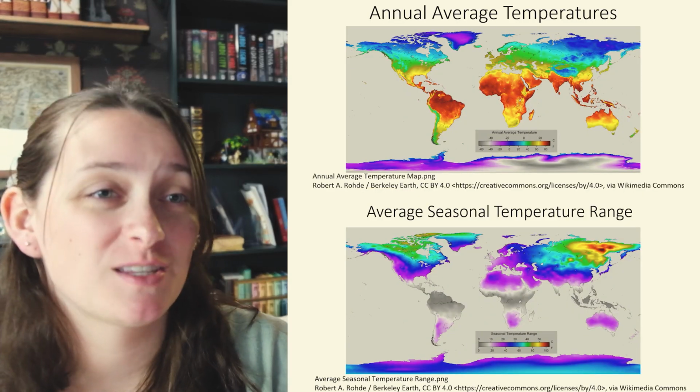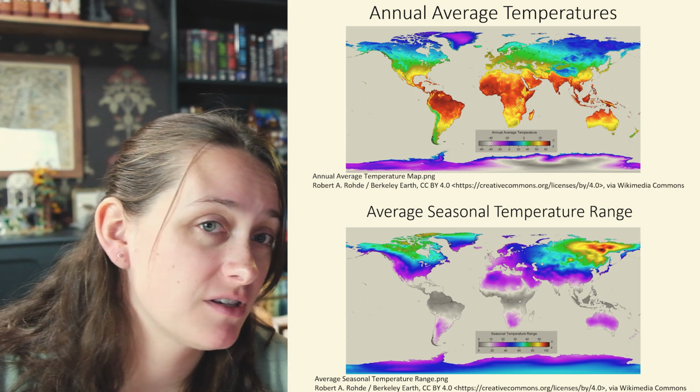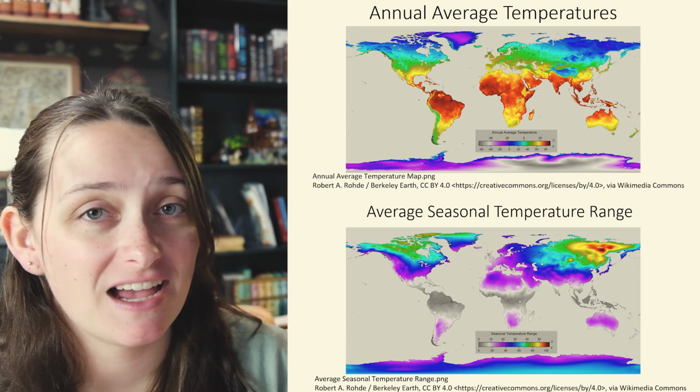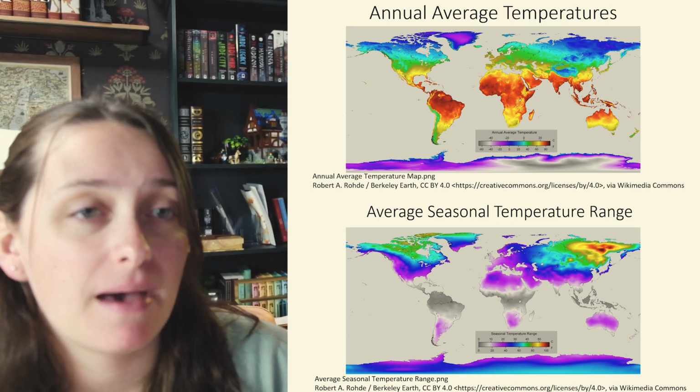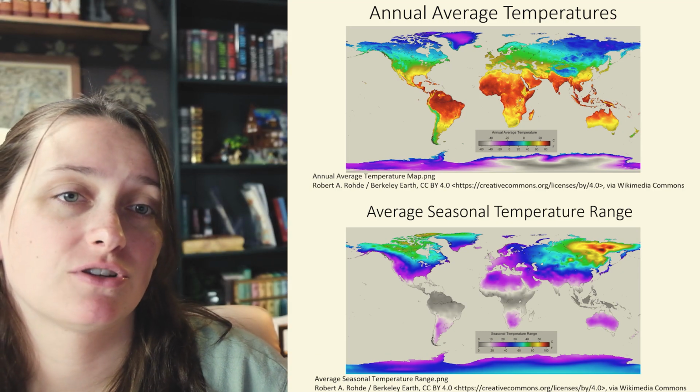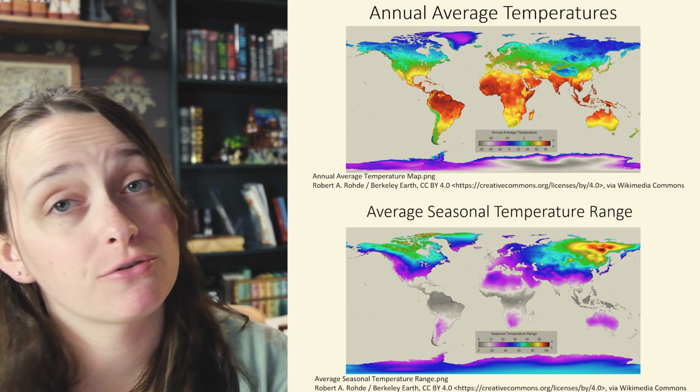So here are some graphics of annual average temperatures on Earth. The top one is just annual average temperature, not seasonal. And then the bottom map is the average seasonal temperature range, and you can sort of get an idea of the temperatures on the map and how much they differ throughout the year.